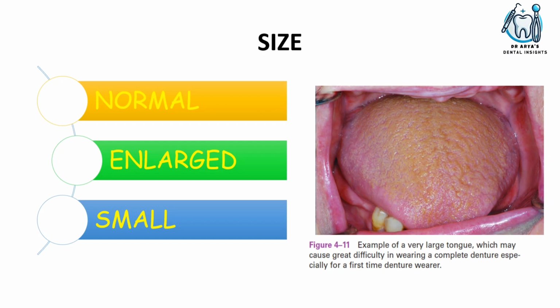Coming to the size of the tongue. Size can be classified into normal, enlarged and small. The presence of a large tongue decreases the stability of the denture and compromises the impression making, and tongue biting is most common after the insertion of the dentures. A small tongue does not provide adequate lingual peripheral seal.